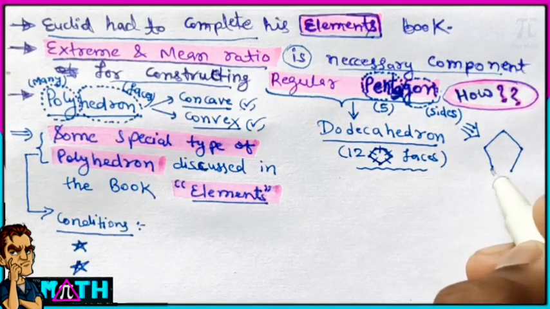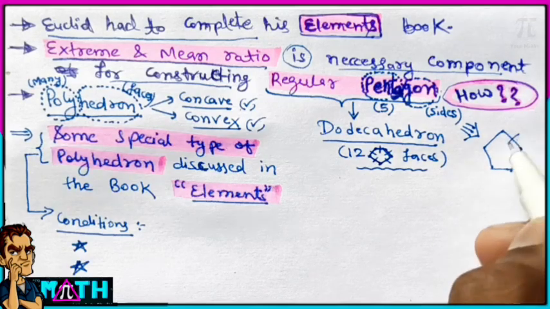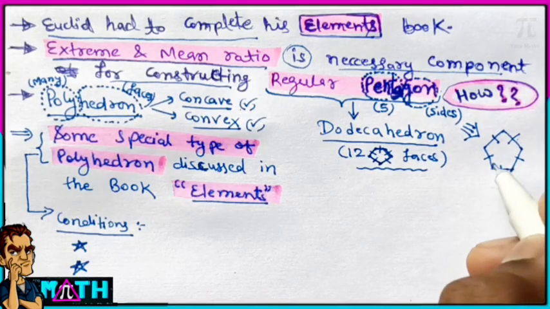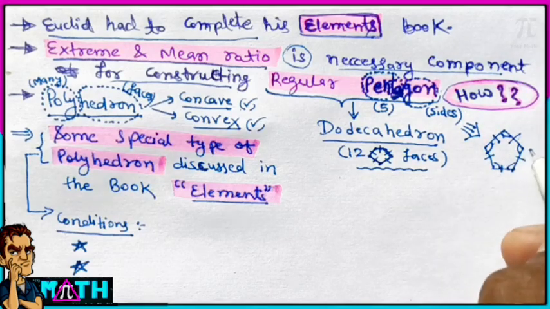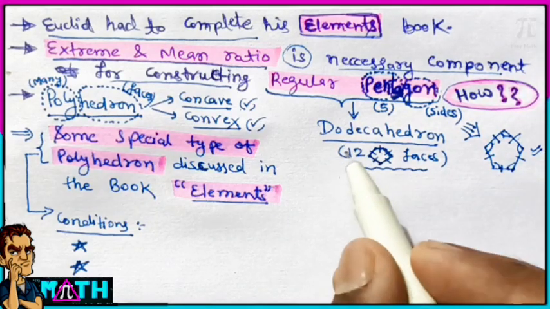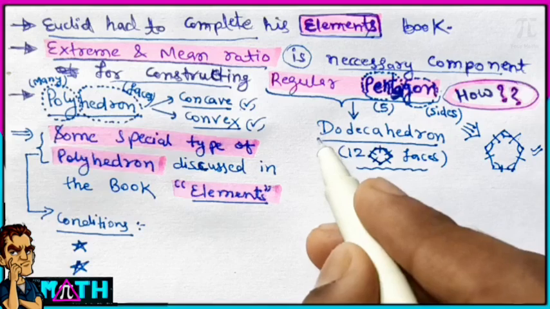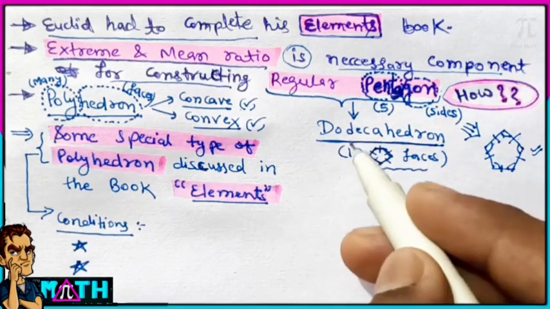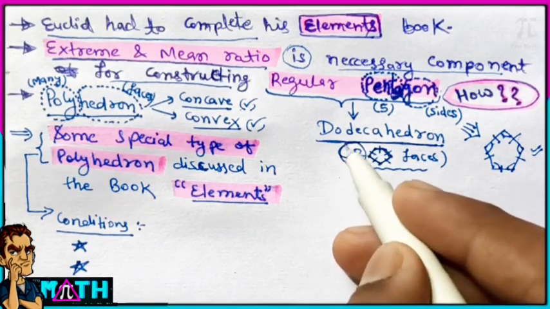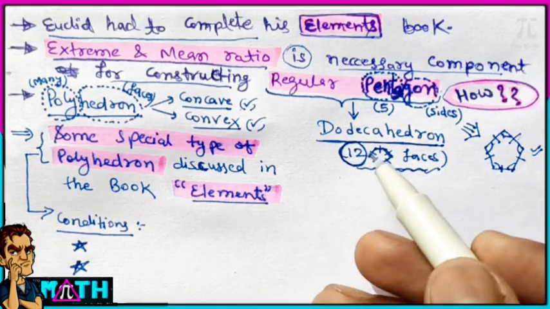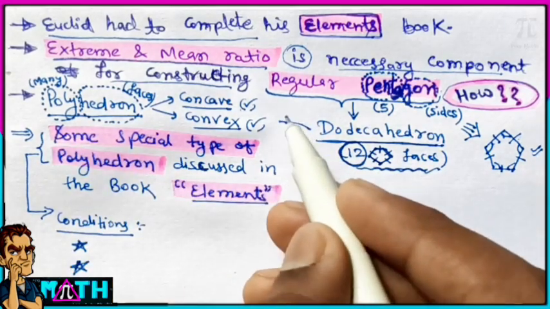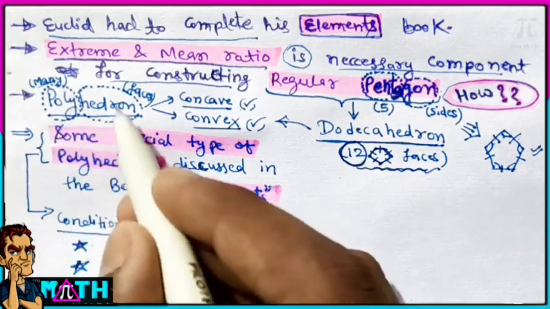But what is a regular pentagon? A regular pentagon is a five-sided closed figure with all sides equal and all angles also equal. As I have told you, a regular pentagon is needed for creating the dodecahedron Platonic solid, which is a Platonic solid containing 12 regular pentagon faces. And a Platonic solid is basically a special type of polyhedron.